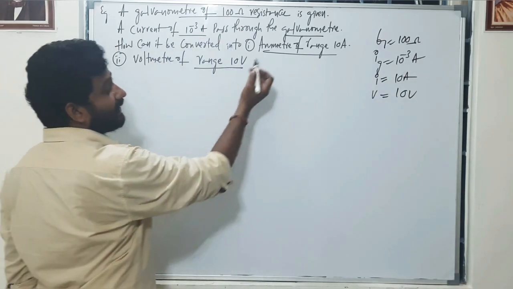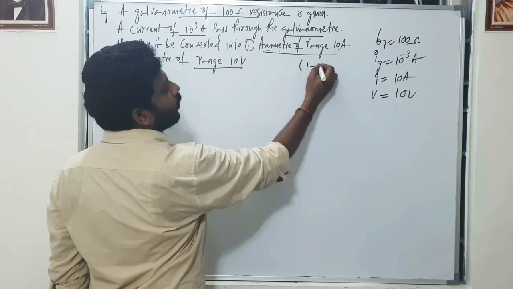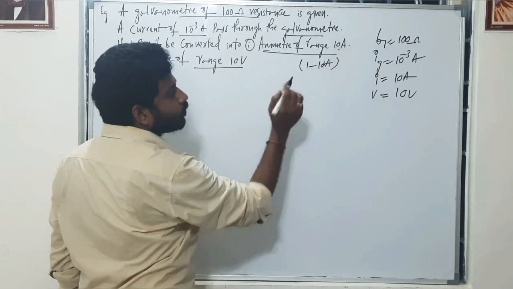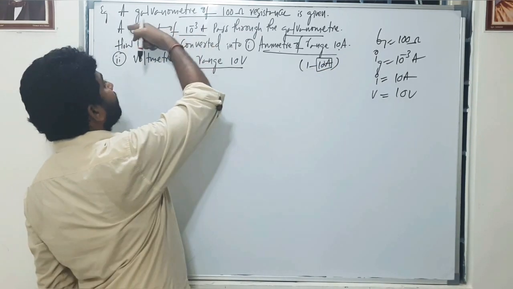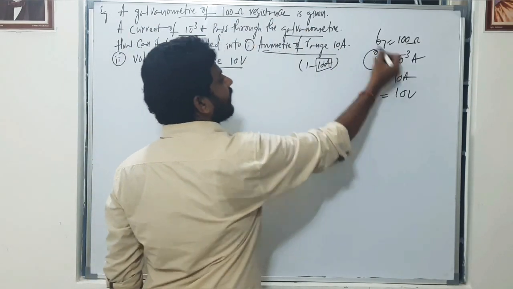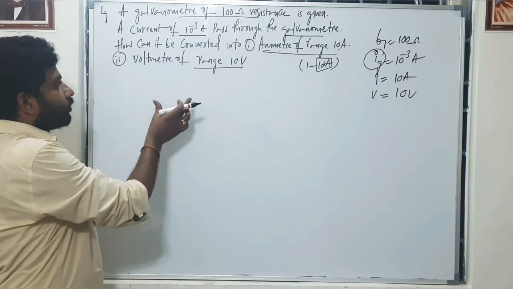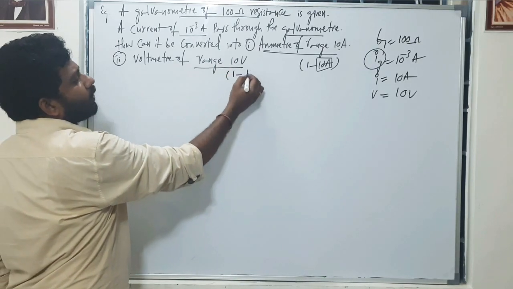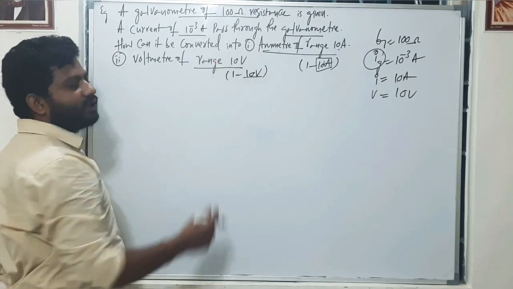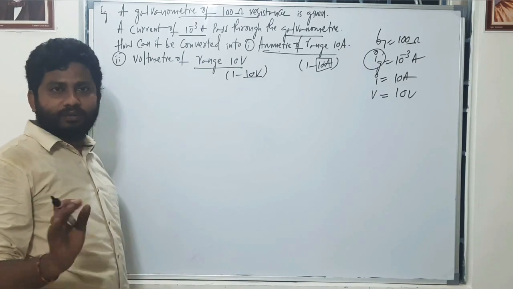Sometimes it will be given like an ammeter of range 1 to 10 ampere, which means you should consider the maximum value only, because the current passing through the galvanometer we have considered as maximum. Here also, sometimes the question can be given as a voltmeter of range 1 to 10 volt. We need to consider the maximum value to solve the numerical, right?